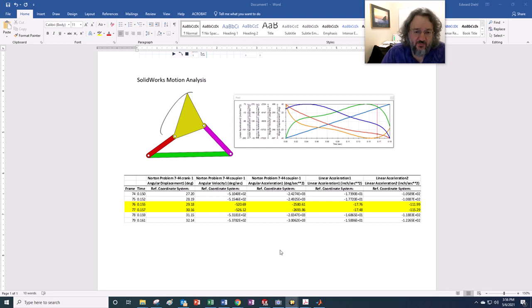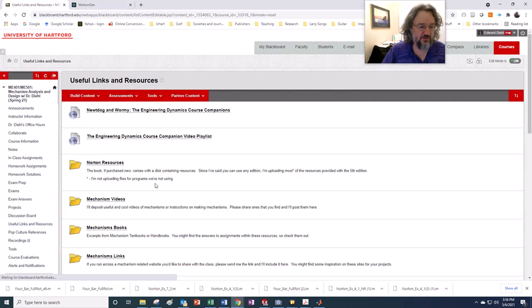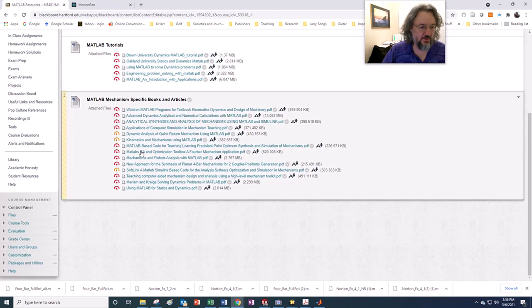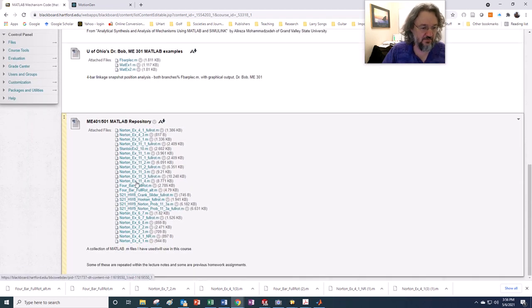We're at the 25-minute mark. Now we're going to begin our MATLAB work, and we're going to try to use MATLAB to do the analysis of this piece. So I'm going to use the tools I have available under my useful links and resources, under MATLAB resources, and under MATLAB codes that may or may not work. That's not a very positive thought. We have all these MATLAB codes that I have written. Most of them I did this semester, by the way.